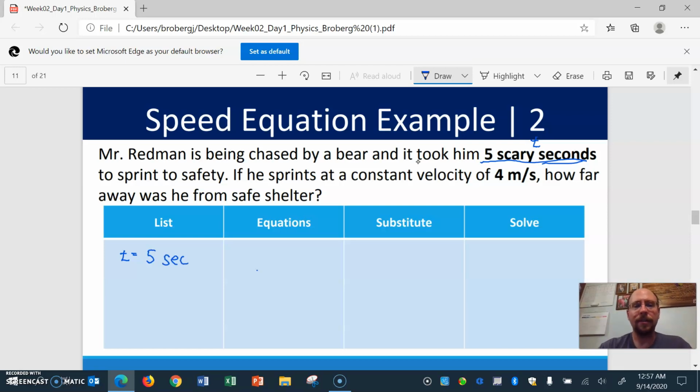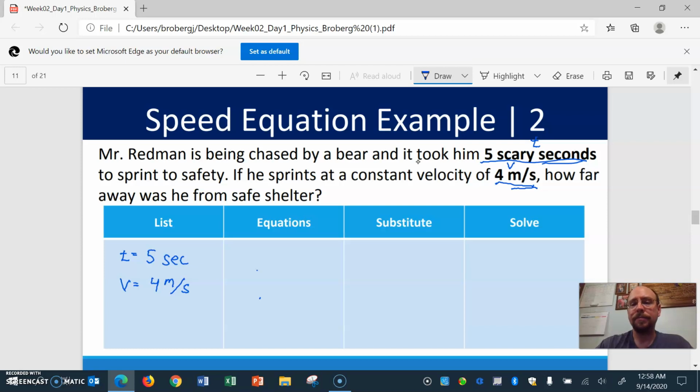Then it says if he sprints at a constant velocity of 4 meters per second. That's something else, but the unit tells me a little bit about what that is, and I can also read around it because they tell us this is the velocity. It's speed, it's the same thing, and it means it's the v. So our speed, or velocity, is 4 m, meters, per second.